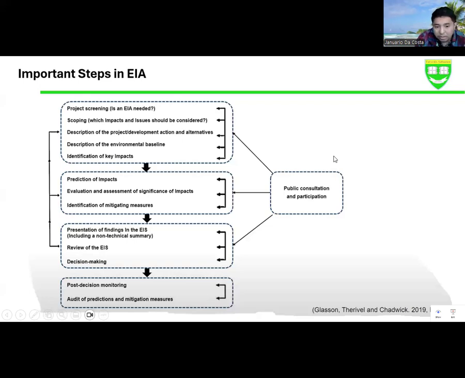And then you need to submit that to the relevant authority for review of the document. And then we make a decision on whether or not the environmental license shall be granted for the specific project that people are working on. And then you have post-decision monitoring, and obviously you need to have an audit of the predictions and the mitigation measures that you put in place.